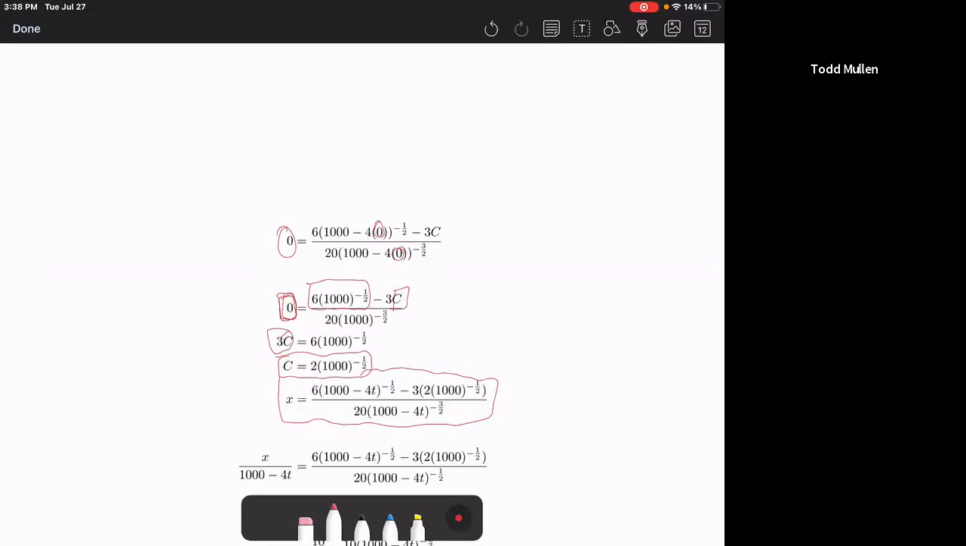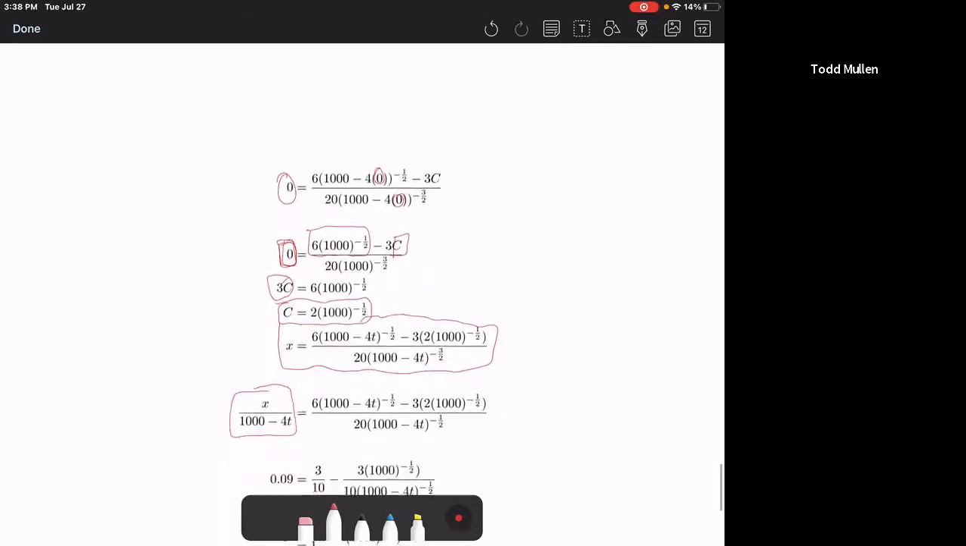Well, in this instance, it's not x over 1,000 anymore that measures concentration. It's x over 1,000 minus 4t. So we need to divide both sides of this equation by 1,000 minus 4t. Now, rather interestingly, if you divide the right side of this equation by 1,000 minus 4t, this negative 3 over 2 in the denominator is going to become negative 1/2. That's just one of the funny things that happens when you start dividing by negative exponents.